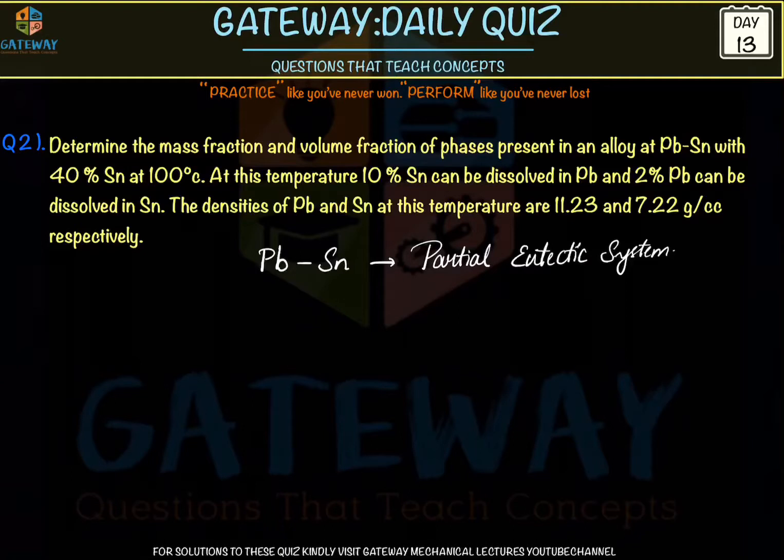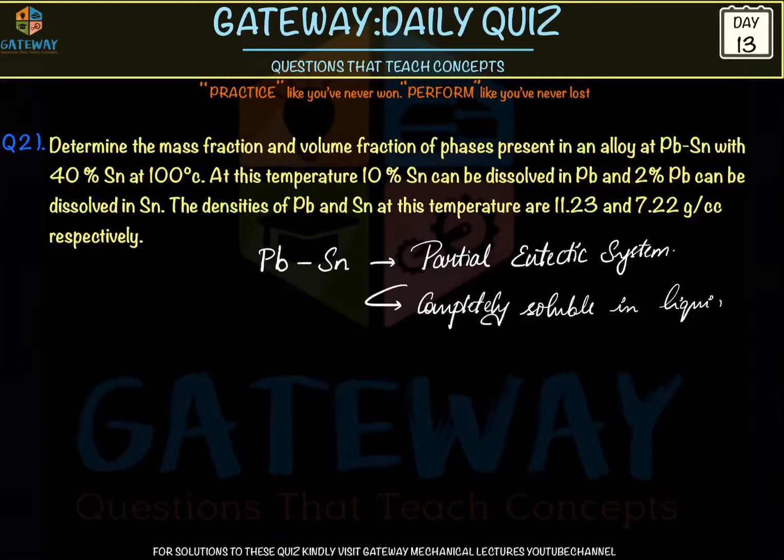Here, Pb and Sn is an example of a partial eutectic. What exactly is partial eutectic? It is completely soluble in liquid, and partially soluble in solid. So when it is partially soluble in solid, there will be two other phases produced when we analyze them.